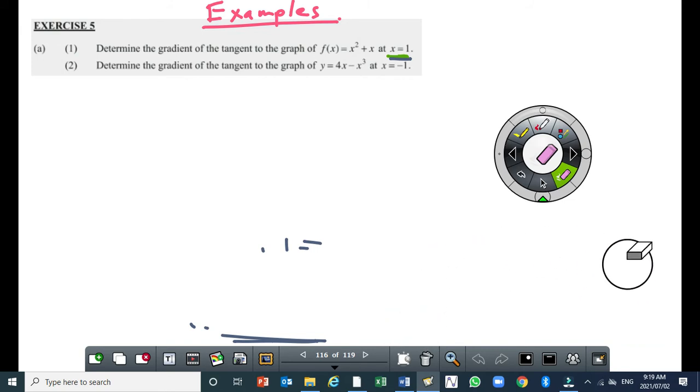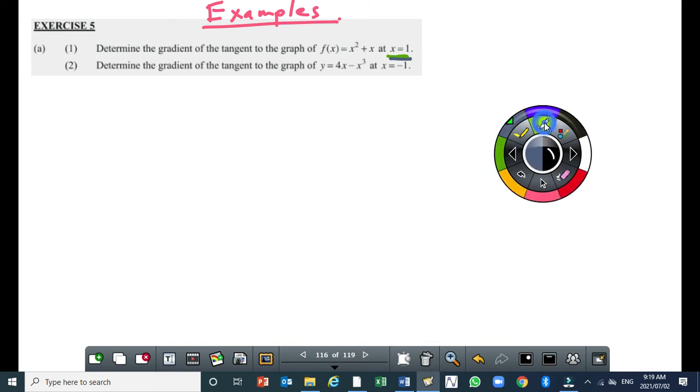All right, number 2. The number 2 says determine the gradient of the tangent to the graph of y equal to 4x minus x cubed. So the function is now y equal to 4x minus x cubed. But here we need to find the gradient where x is minus 1.